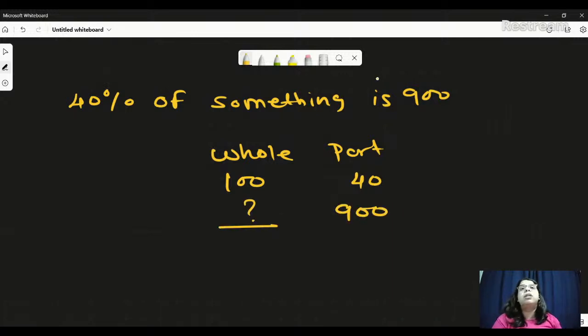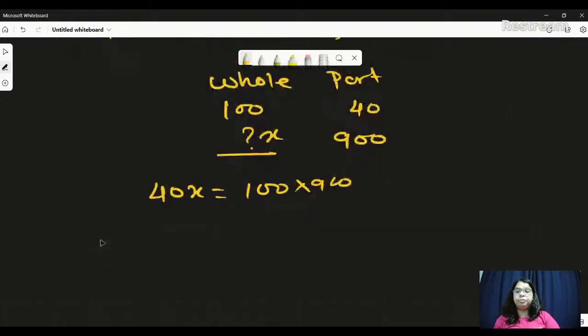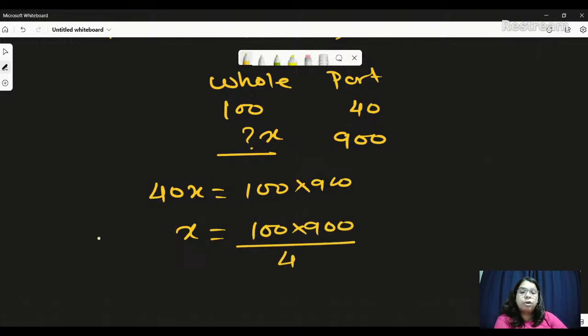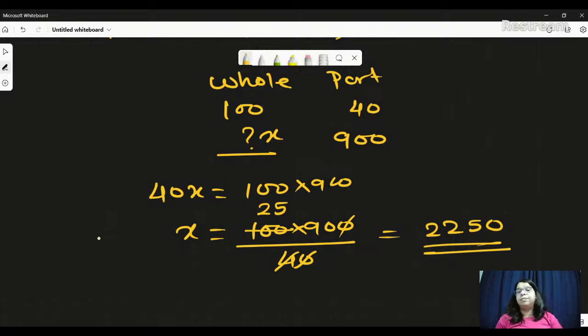Now those who are comfortable with algebra can put an x over here. So it will be 40x is equal to 100 into 900. So x is equal to 100 times 900 over 40. So 0 and 0 gets cancelled. 4 times 1, 4 times 25. 25 times 90, so it is 2250. That is your answer.